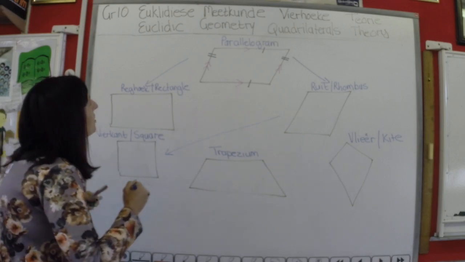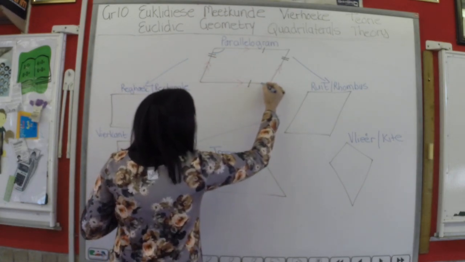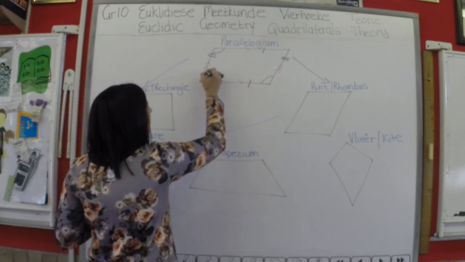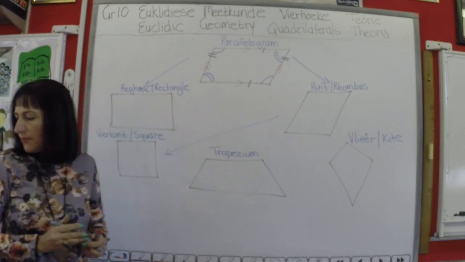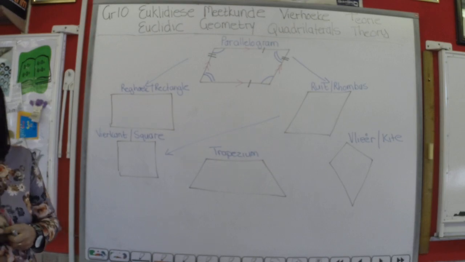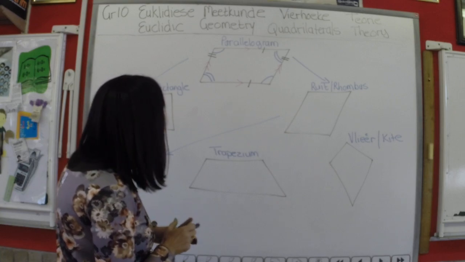Die oorstaande hoeke van 'n parallelogram is ewe groot. So daai hoekie en daai hoekie is ewe groot, and that angle are equal to each other. Very important property to know very well. En dan kom ons by ons hoeklyne, the diagonals.